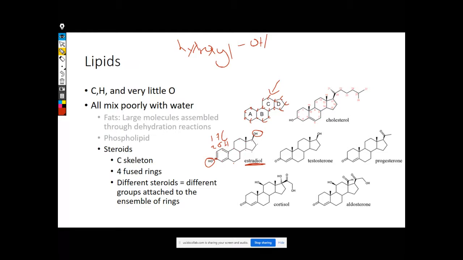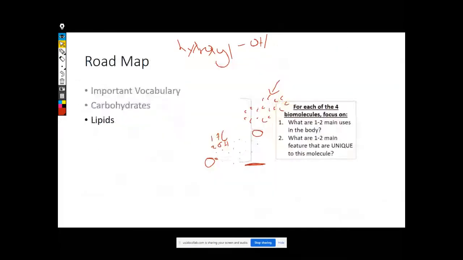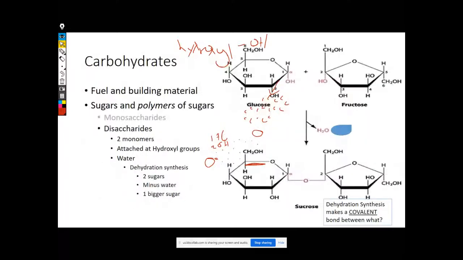If you guys flip back and look at the carbohydrates that we had before, let's look at fructose. We have 4 carbons, oops, 5 carbons, my bad. I can count today. And 5 hydroxyls.